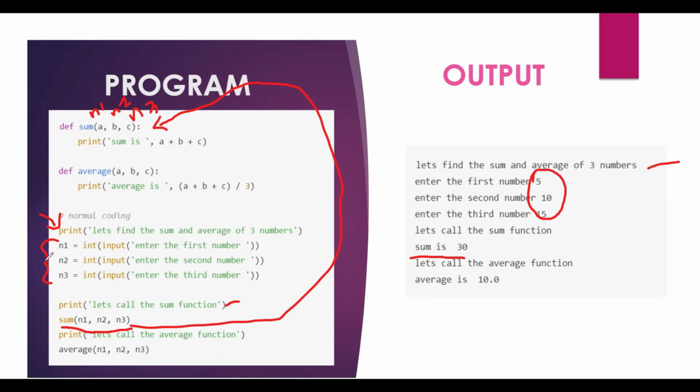Okay. Now, after that, we are printing, let's call the average function. I'm calling the function average, passing the values N1, N2, N3. Going up here, A will be N1, B will be N2, and C will be N3, because A, B, C are the parameters. And A is obviously 5, B is 10, and C is 15, right? So it will print average is 10.